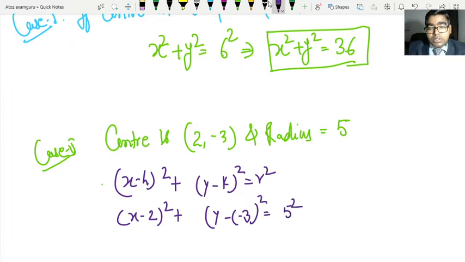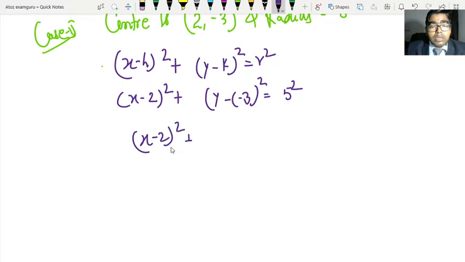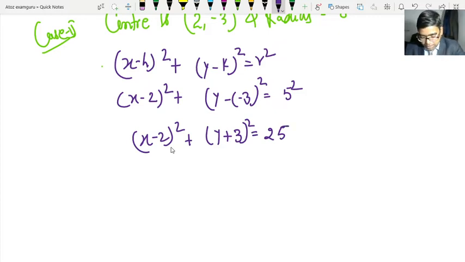It means 5 square. Simply, if you solve it, you will get (x - 2) whole square plus (y + 3) whole square equal to 25. Dear friends, you can solve it further.